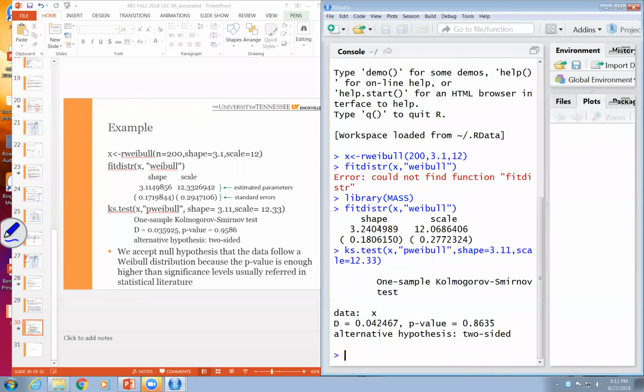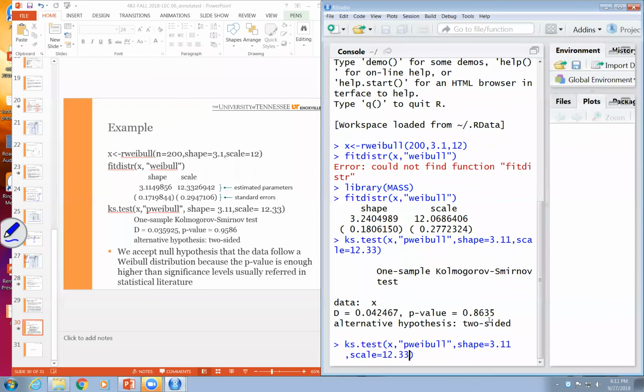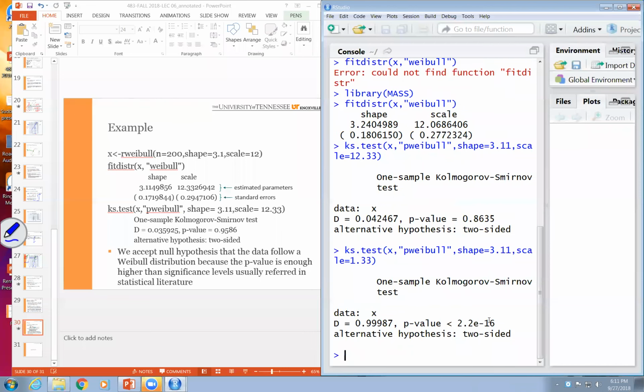Okay, here. See, now I tested this against 3.11 and 12.33, right? And the p-value is very large. So I cannot reject this. Right? But if I was testing it against, let's say, scale of 1, see how my p-value is so small? So I'll be rejecting that. Right? So it's not coming from this distribution, or like with Weibull distribution with these parameters. Right? So it's just a test.